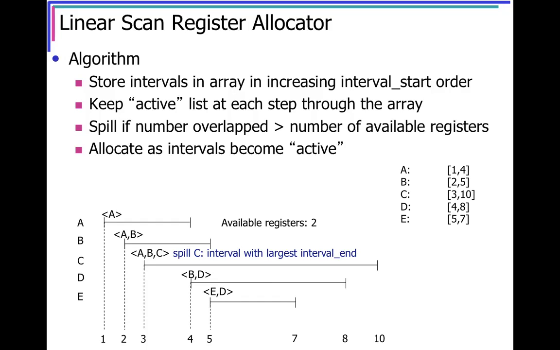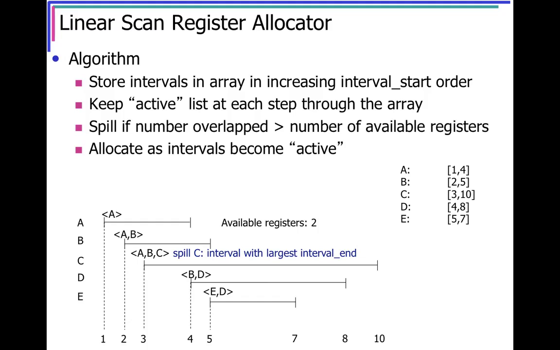Next, we hit instruction number 3, at which time C becomes live. A, B, and C are still all live at this point. And so we add C to the active list, but we notice that the active list now is longer than the number of available registers we have. So we have to choose which element to spill. Because we keep them sorted, we know that C has the largest interval end, and so we remove him from the active list and we spill him to memory.